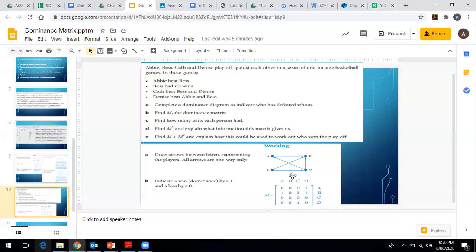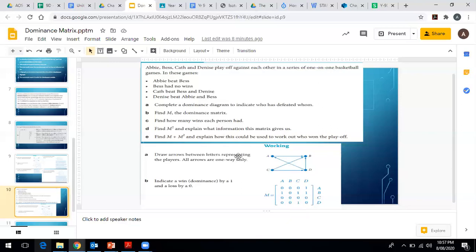Similarly, you do from B to A. B to A, 0. B to B, 0. B to C, 0. Basically B had no wins, so you can just put zeros everywhere, because no wins means you put 0 there. Then from C, one arrow is going towards B, so from C to B, it's 1. And the other one is D, so from C to D is 1. All the others are 0 because there is no arrow going from C to A. So that's how you do it.